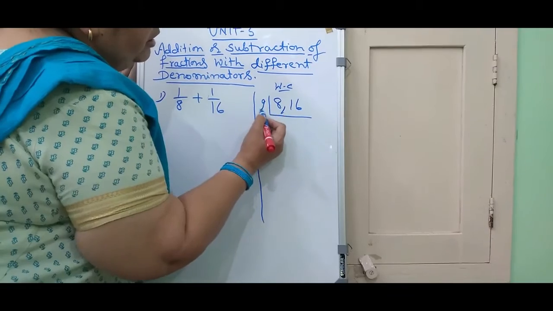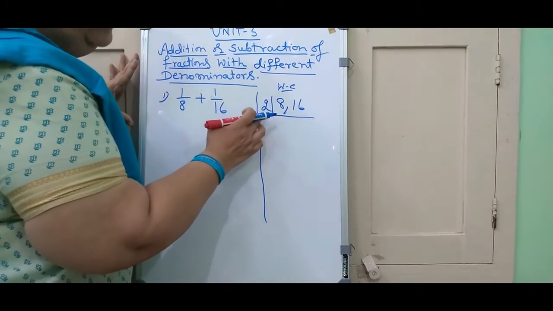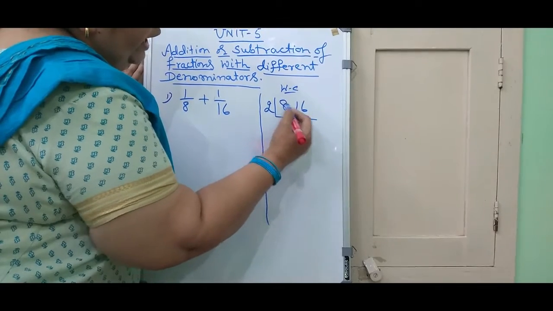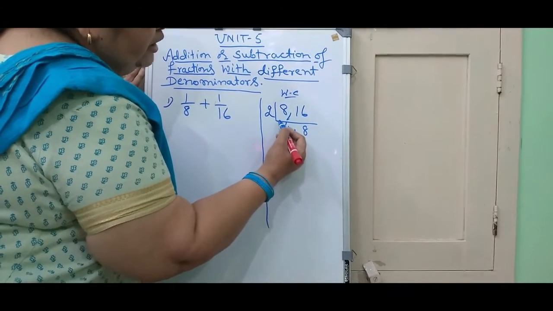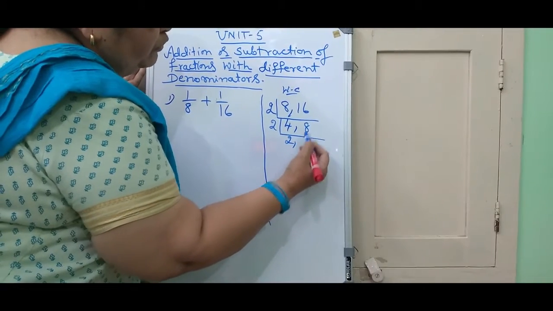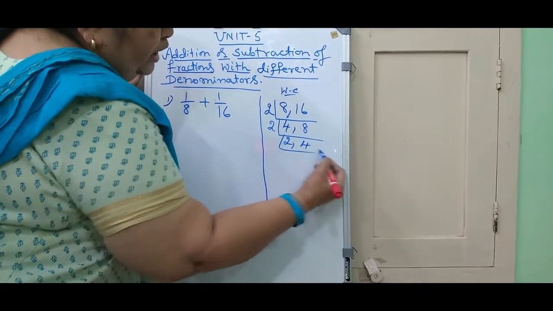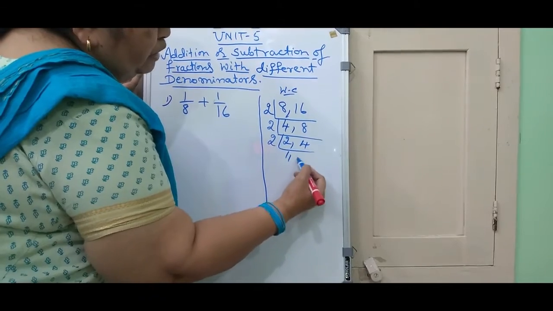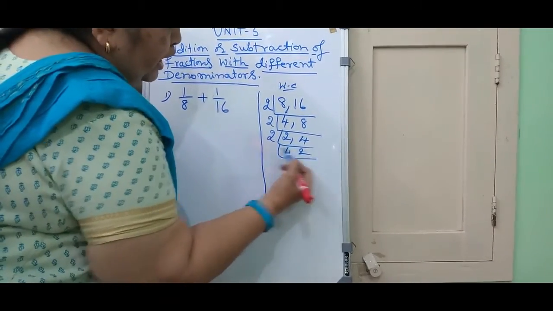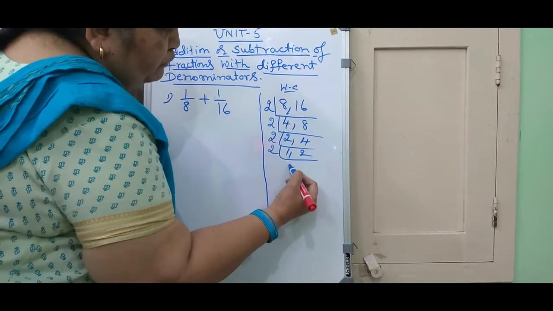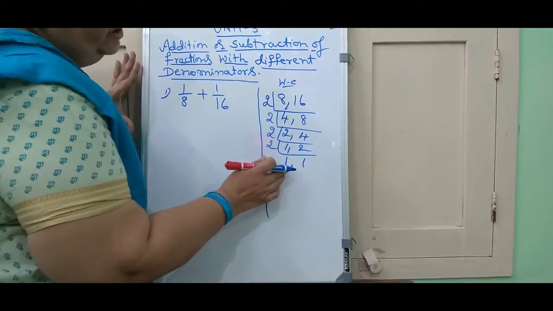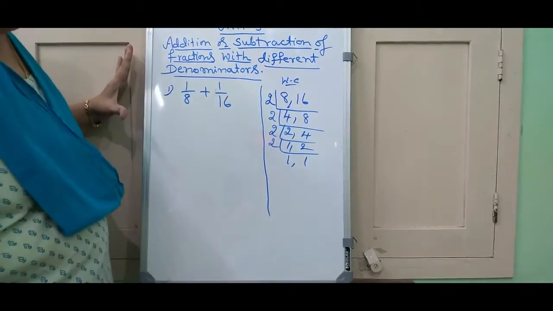First let us consider the least prime number, that is 2. 2 4s are 8, again 2 8s are 16. Like this we will divide. Again 2 2s are 4, 2 4s are 8, 2 1s are 2. Again we will divide by 2. 1 we will write like this, and again 2 1s are 2. Till we get 1 here, we will divide.